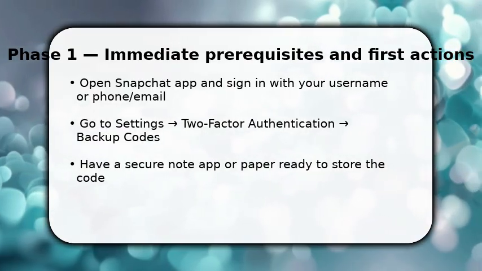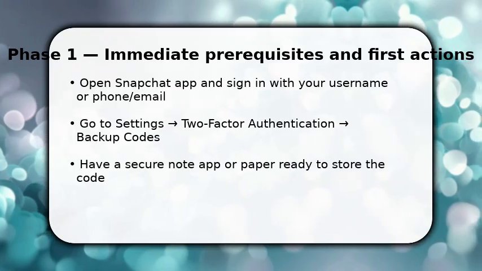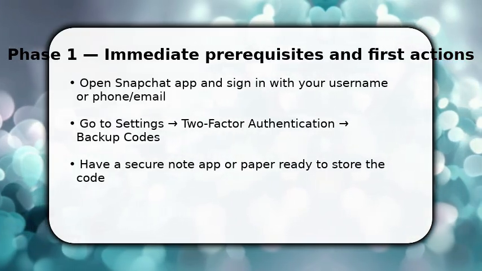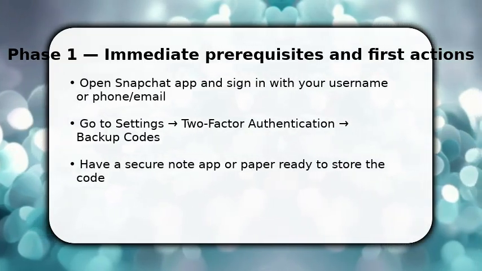Once done, tap Generate or View Code and copy it immediately. Make sure to save it in a secure note app or write it down. You are not done until the code is stored offline, because losing it defeats the purpose of backup access.